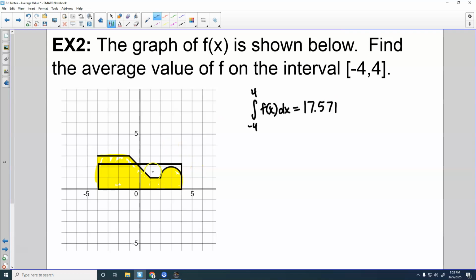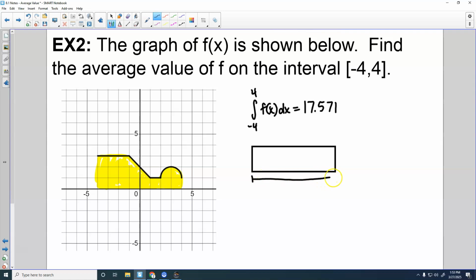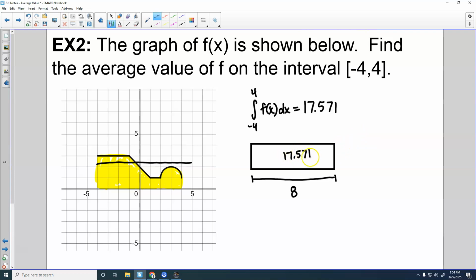So if we are taking this rectangle right here and we want it to have that same area, then we already know what the length of that bottom side is, right? What would the length of that bottom side be if this rectangle fits right here? It'd be 8. So what I'm really wanting to know is what's the average height of all the points that fall right here. So if this area is 17.571, then I just need to know the height right here. So I just have to divide, right?